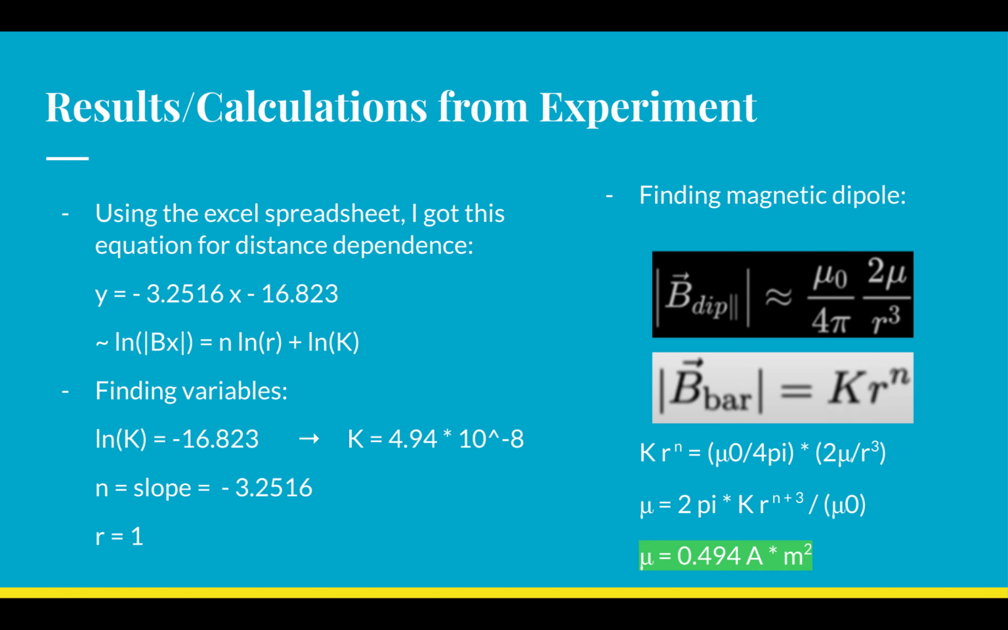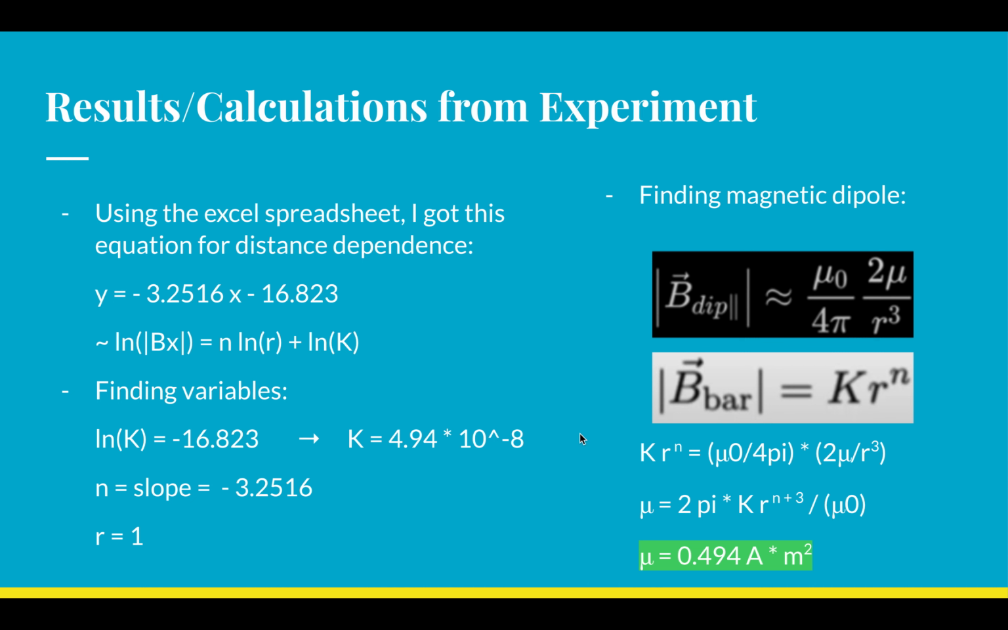So some results from my experiment. I used the Excel spreadsheet to enter in a lot of my data, and I got the equation for distance dependence here. We can compare this equation to the equation that we had earlier in the fundamental principles. We can see that ln of k is equal to this value right here. And then just solving for k, we get 4.94 times 10 to the negative 8. And then n is just the slope of this equation, and r is the distance, which is 1.